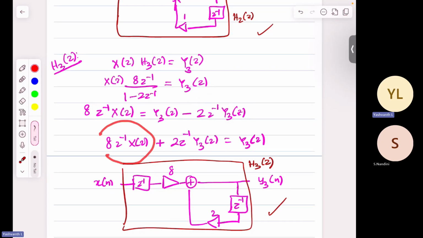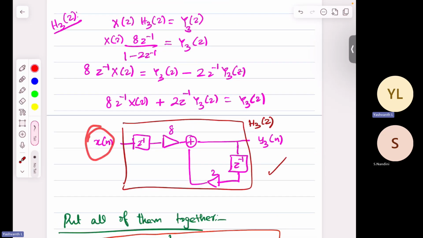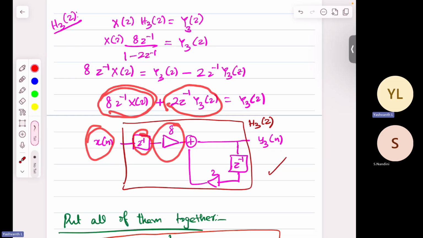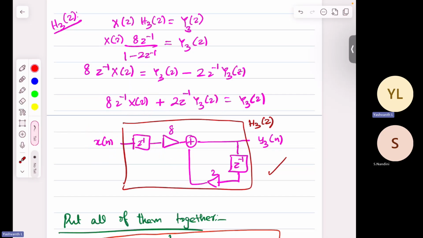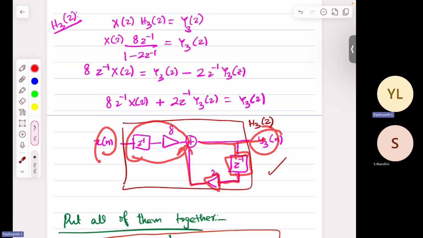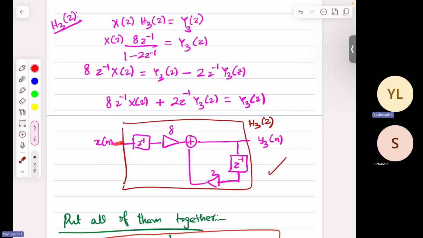So what do you get? 8 times z inverse of x of z plus 2 times z inverse of y3 of z equals y3 of z. That means what? First I have x of n. I multiply by z inverse and then multiply by 8. I will get the first term in this equation above. Then to this I need to add 2 times the delayed version of y3 of n. So basically I take y3 of n, take one delayed version and then multiply by 2. Add this to your 8 times delayed version of x of n minus 1. When you add both, what you get is y3 of n. Therefore, for a given x of n, if you want to get y3 of n, this is the block you need to implement that implements h3 of z. Is it clear?